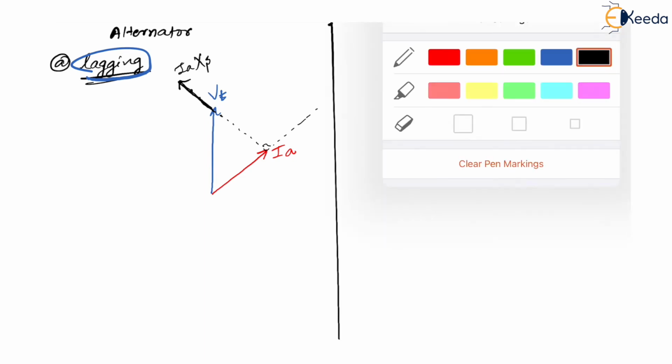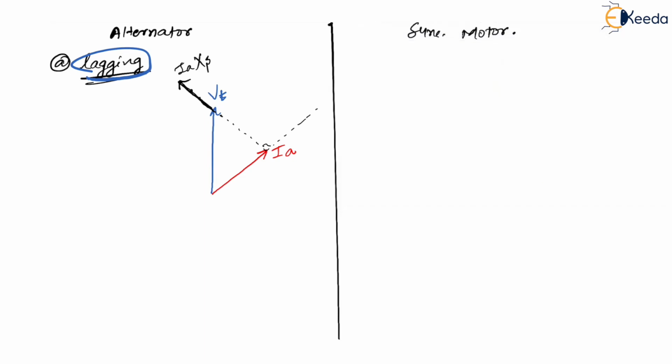What happens next? If I add VT and IA XS, what do I get? I will get EF. So definitely this is going to be EF. Is that right? Yes. Now if you see what has happened, definitely this angle between this VT and this EF is going to be delta, and this angle between EF and IA is going to be psi, the internal power factor angle. We have seen that internal power factor angle psi.